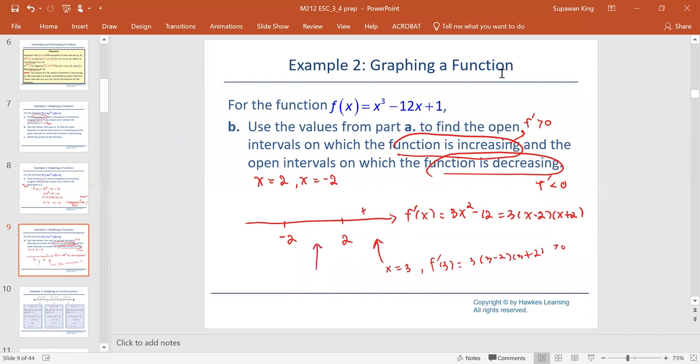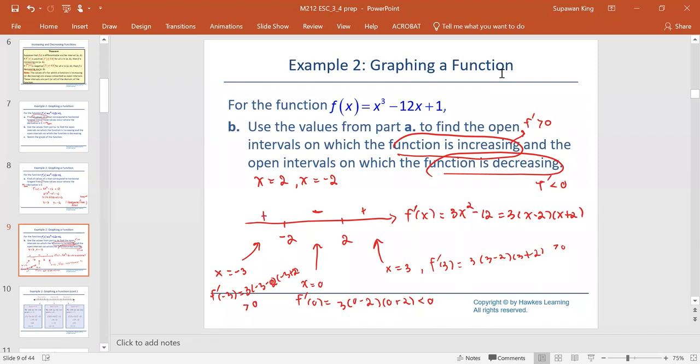Pick a value between negative 2 and 2, for example, x equals 0. So f prime at 0 would be 3 times 0 minus 2 times 0 plus 2, which returns negative in sign. And for the left interval, we pick the value x equals negative 3, for example. So f prime at negative 3 equals 3 times negative 3 minus 2, multiplied by negative 3 plus 2. It turns out to be f prime at negative 3 greater than 0.